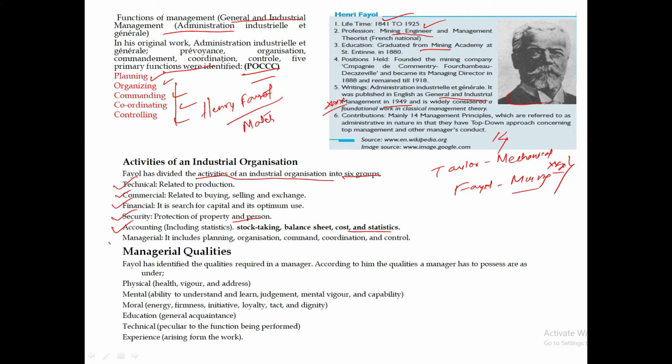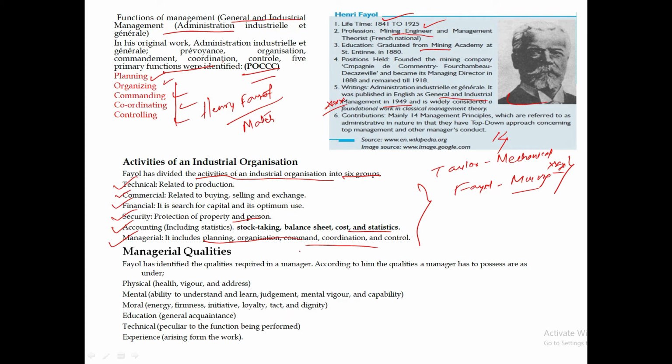Then managerial, which includes planning, organizing, commanding, and controlling. By the term itself you get to know: technical is production, financial deals with capital, security means there should be some protection, and managerial means one who plans, commands, and so on. So these are the few activities.